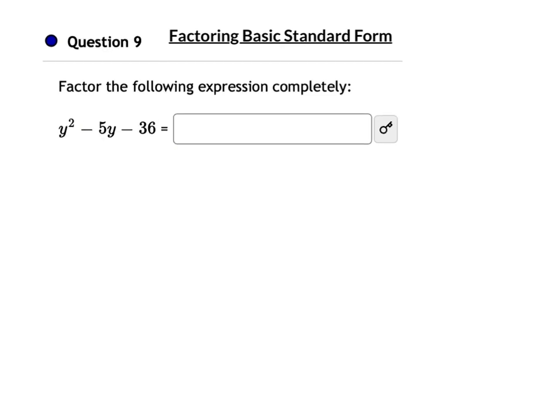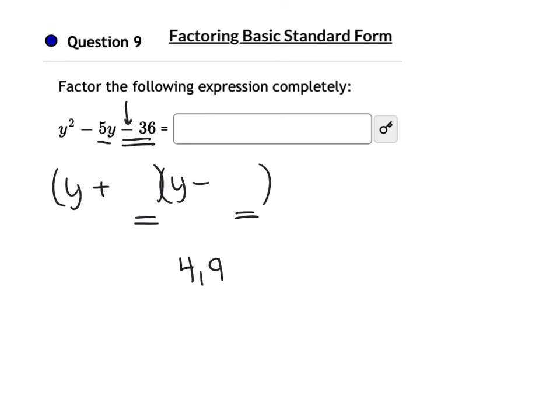Question number 9, our last example. Y times y is y squared. This number times this number makes negative 36. If two numbers multiply to a negative, it's got to be a positive and a negative. Factors of 36, one's positive, one's negative. When you add a positive and negative number, it's easier to temporarily think subtract. Factors of 36 that subtract to 5. That would be 4 and 9. 4 times 9 is 36. 9 minus 4 is 5.